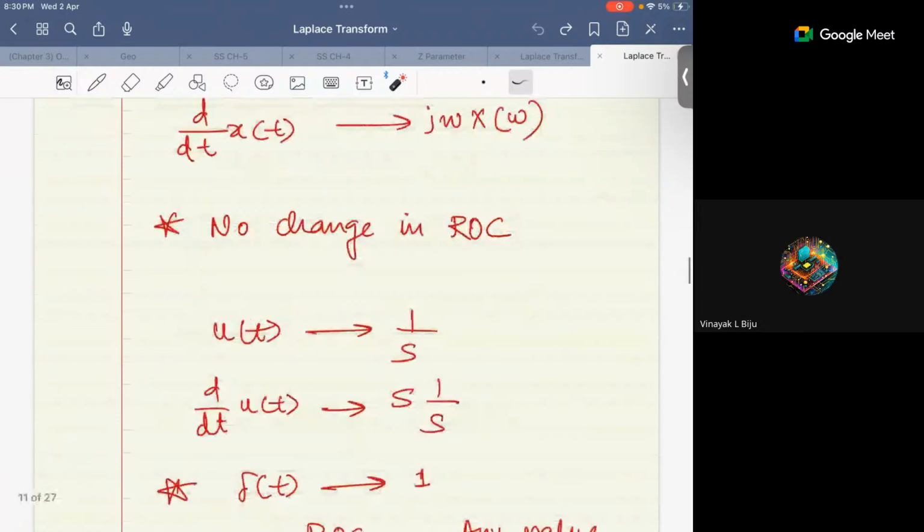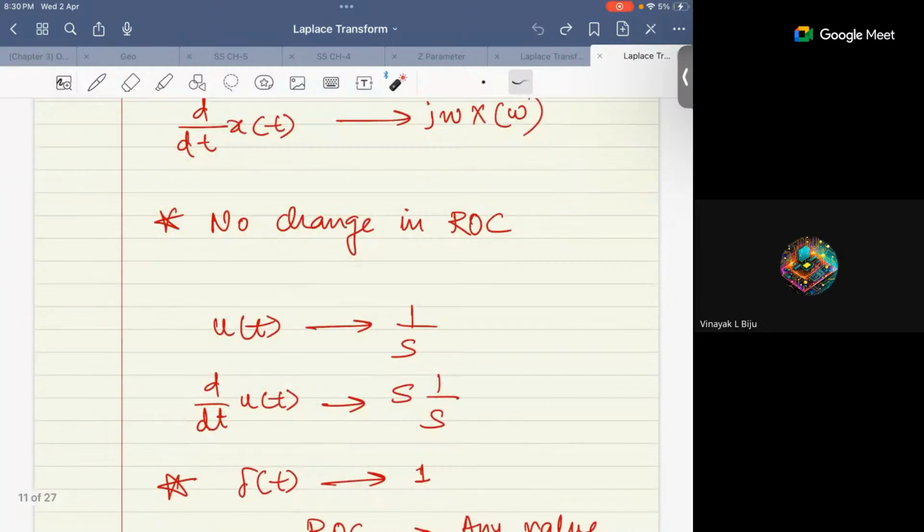Now I told you, if you have to calculate the Laplace transform for the del function, the del function is the differentiation of the ut function. So if you know the Laplace transform for the ut function, similarly you can calculate it for the del function. The del function is the differentiation of ut, so s times 1 upon s. Here also sigma greater than 0.